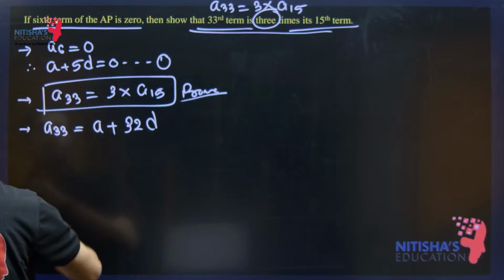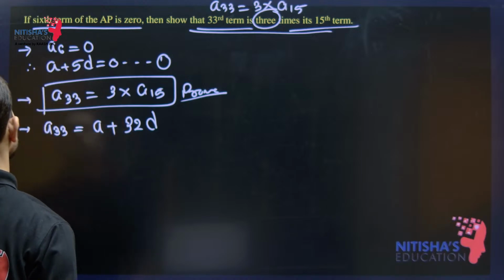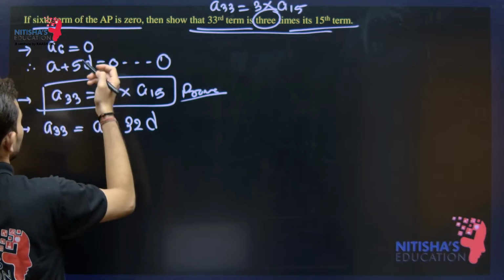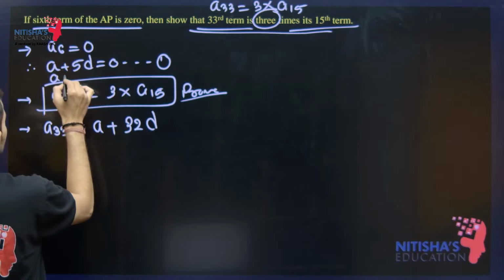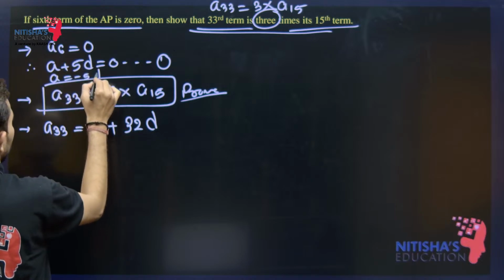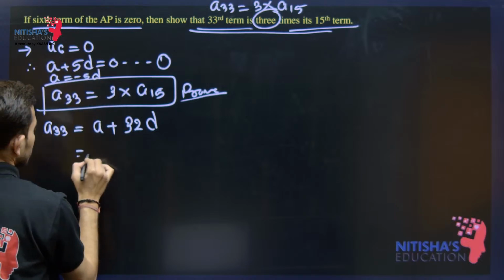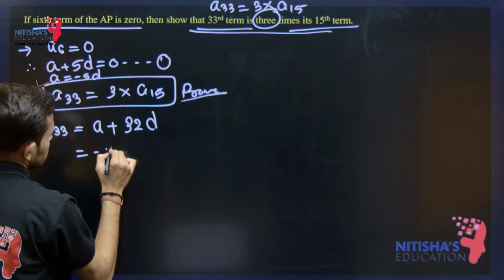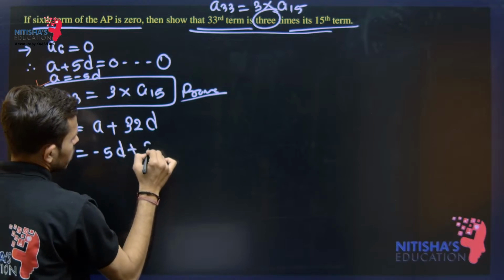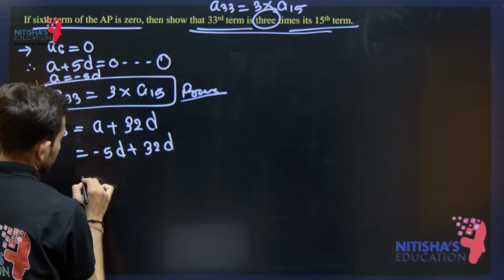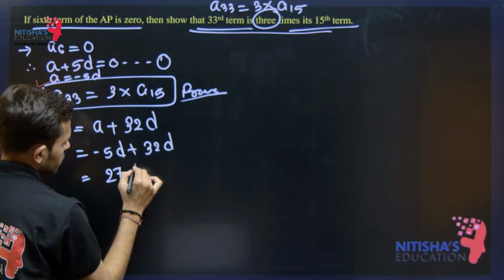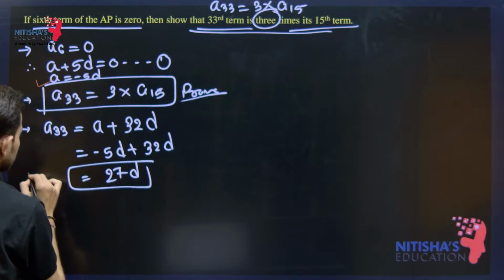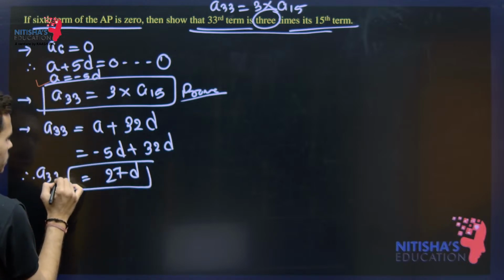Now we need the value of A. So what is the value of A? We can say that A is equal to minus 5D, right? So place the value of A. A is equal to minus 5D. So it's minus 5D plus 32D, then it is given by 27D. So this is our A33.